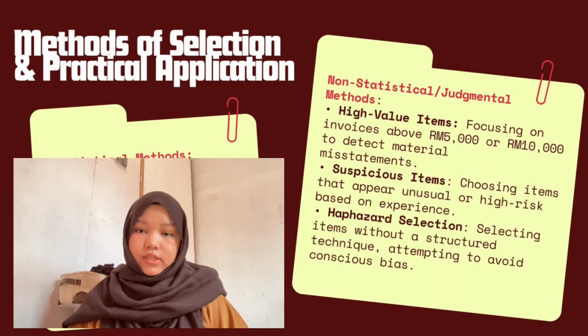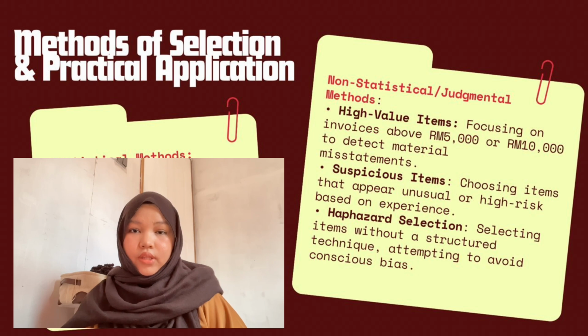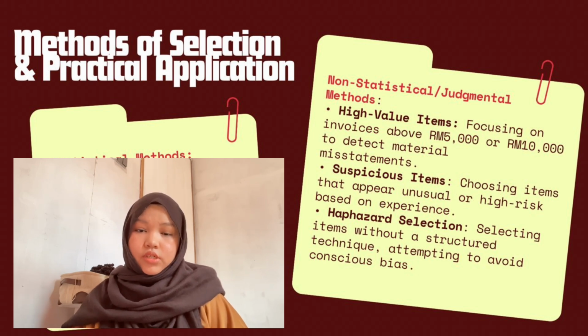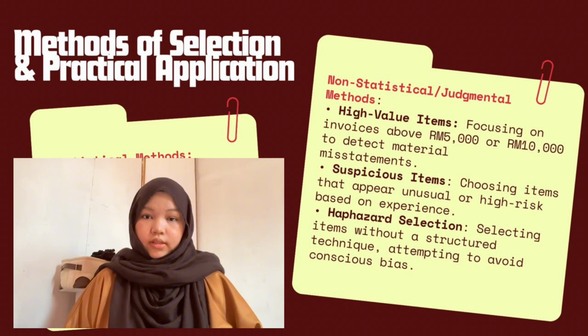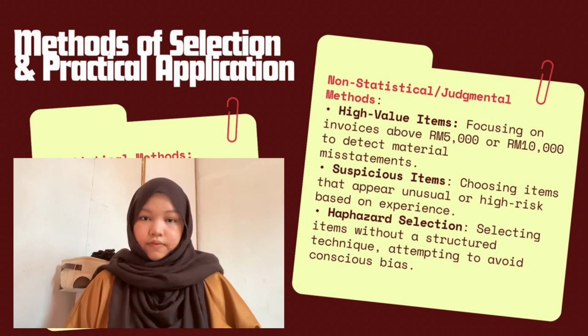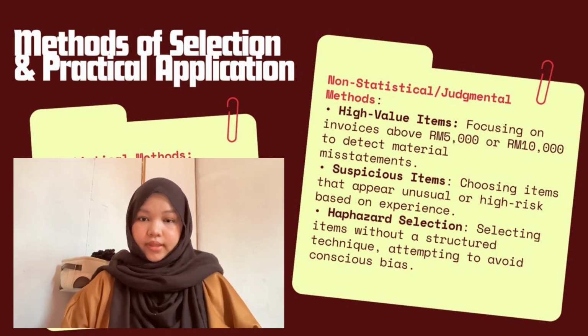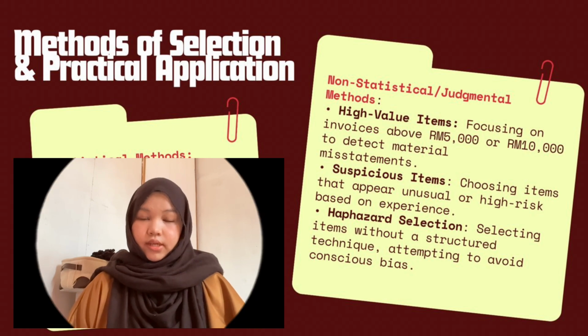For non-statistical methods, auditors use their professional judgment, for example, selecting high-value items because they have a greater impact, or suspicious transactions that may indicate risk or errors. Another method is haphazard selection, where items are chosen without a specific pattern but still avoiding bias. Conclusion: statistical methods are more objective and structured, while non-statistical methods rely on the auditor's experience and judgment.